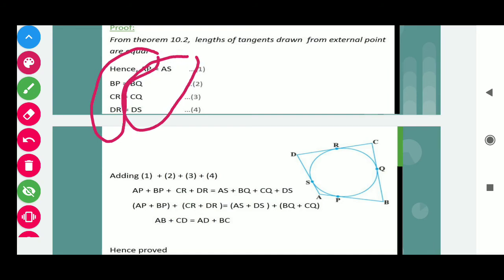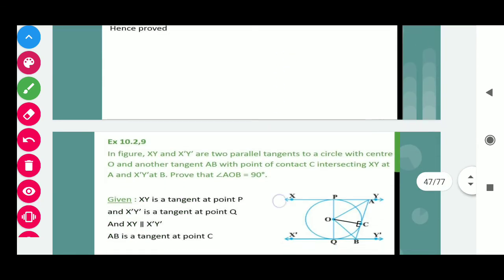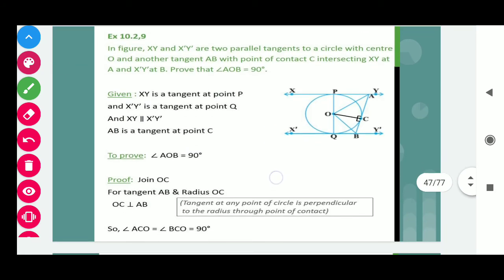So students, in this way, if we take together AP plus BP, we get AB. Similarly, CR plus DR we get CD. And on the right hand side, AS plus SD we get AD, BQ plus CQ we get BC. So in this way, we get the required result, hence proved. Now here we have question number 9. That's a really very important question.